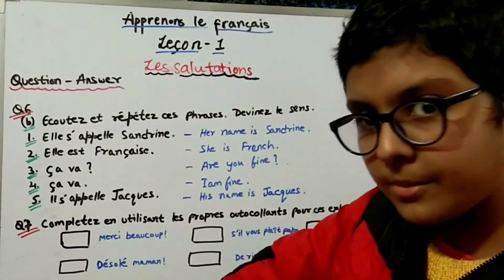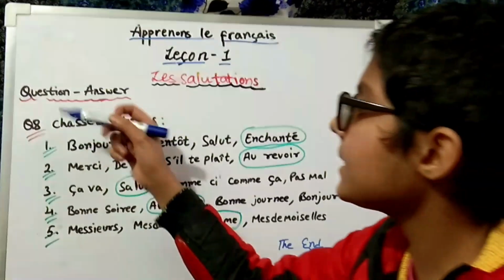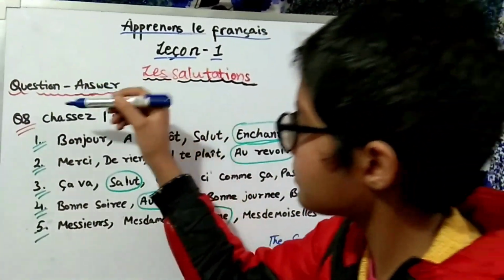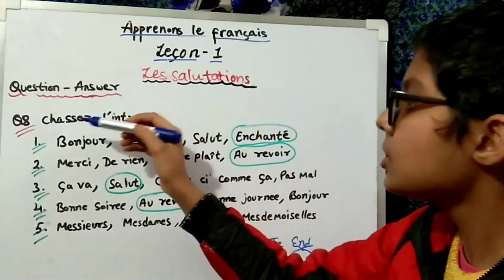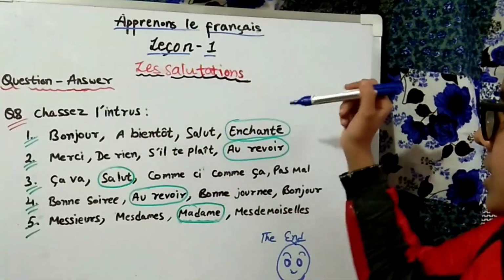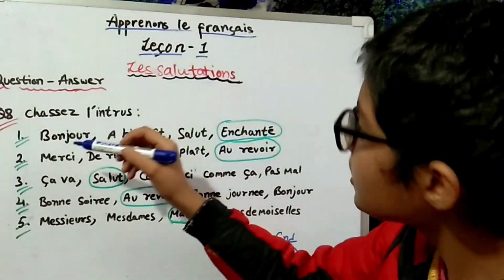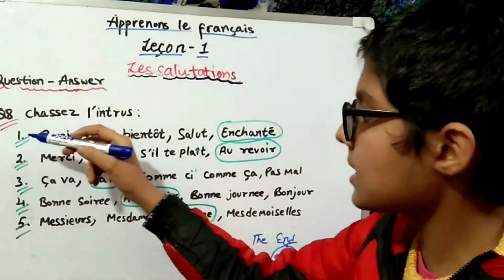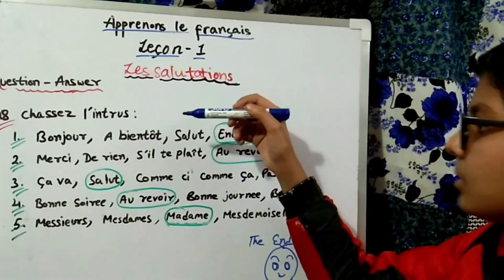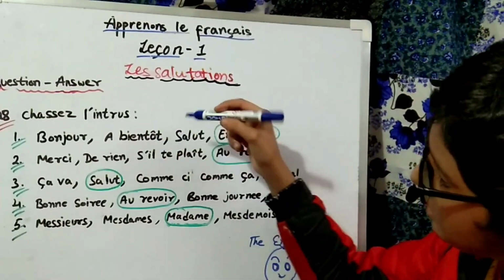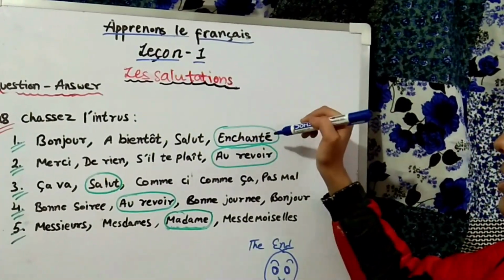Now going to question number 8, let's go. So here we are at the last question of this chapter, and that is question number 8. Choisissez l'intrus, which means choose the odd one out. Here are some words given to us and we need to choose the odd one out, and these words have occurred so many times, so you know their meaning, but still I will tell it to you. First one, bonjour, good morning or hello. A bientôt, see you soon. Salut is hello. Enchanté is delighted. So here it is the odd one out.